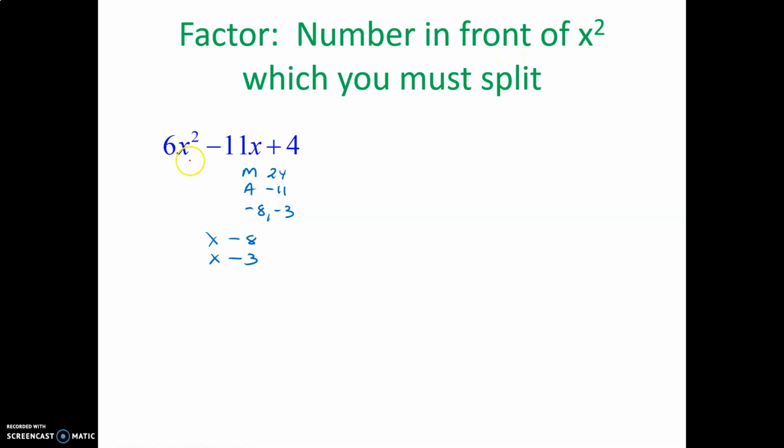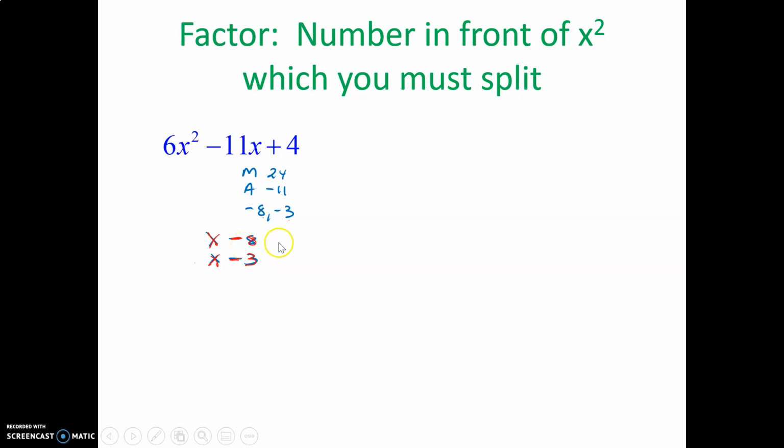Here I have 2 numbers that multiply to be 24, that add up to be a negative 11. They would be negative 8 and a negative 3. I place my negative 8 and my negative 3 on top of each other. X squared, I break apart and put on top of each other. And then I place the 6. 6 does not go into 8 without getting some decimals and fractions. 6 does not go into 3 without getting some decimals and fractions.